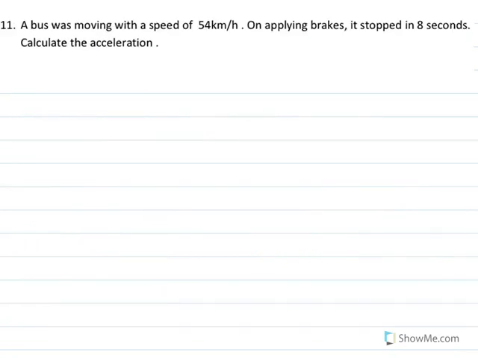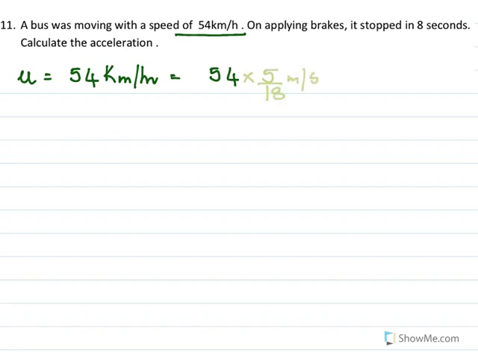A bus moving with a speed of 54 km per hour, so that will be the initial speed, 54 km per hour. Now this is not an SI unit, we've got to change it to meter per second. So we have to multiply by 5 over 18 to make it meter per second. After you multiply, you cancel, you reduce, you get 15 meter per second. On applying brakes, it stops. If it stops, it means its final velocity is 0 meter per second, because it comes to rest in 8 seconds. So time equal to 8 seconds.